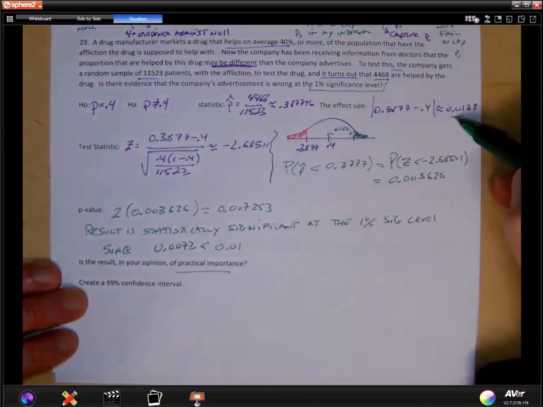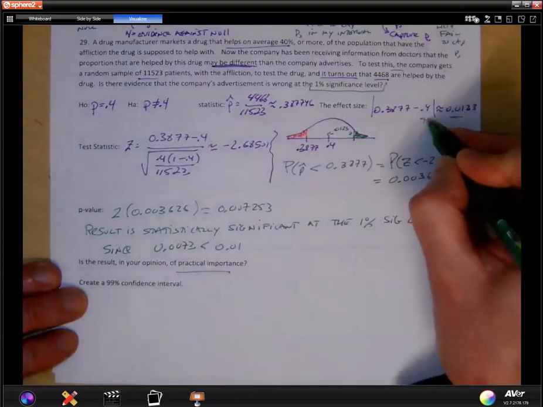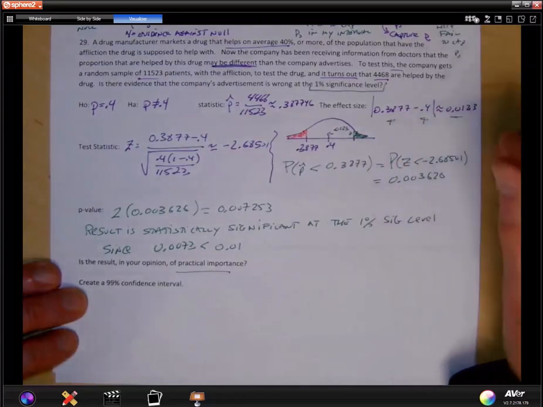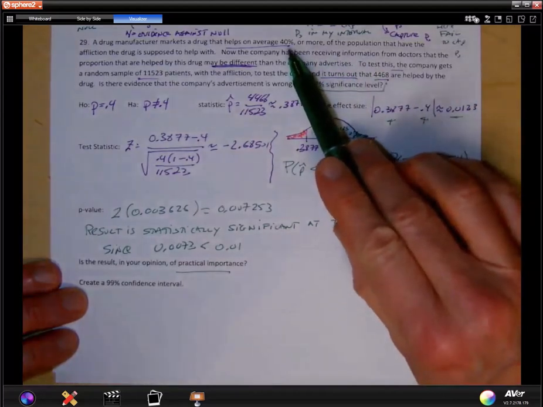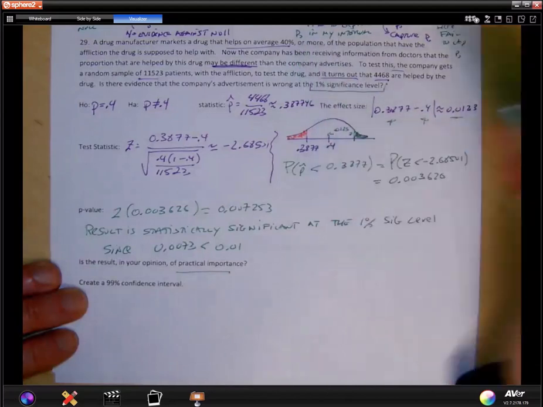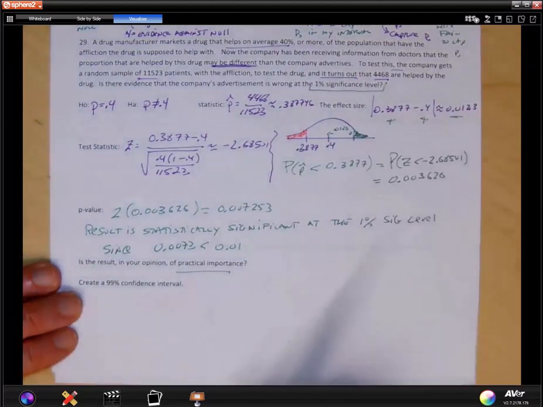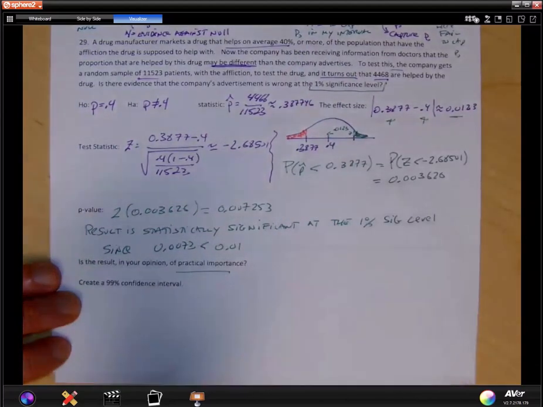And the difference here is 0.0123. Now, it's a little more than 1%. At least that's the difference between what we thought and our statistic. So, let's say it's really just about 38 point something. Let's say it's really that. Is that a big of a difference? Well, I don't know how the public would feel about that.